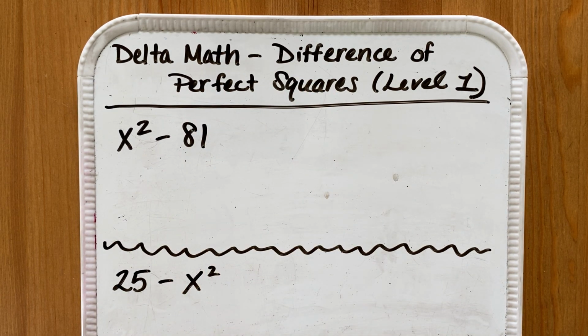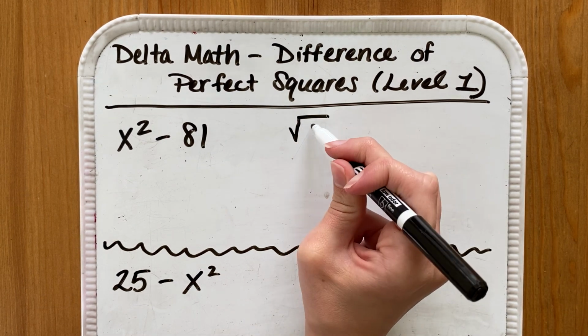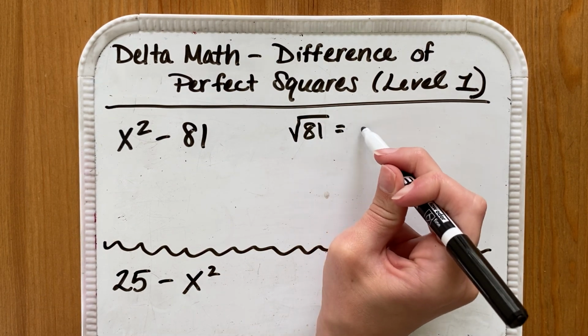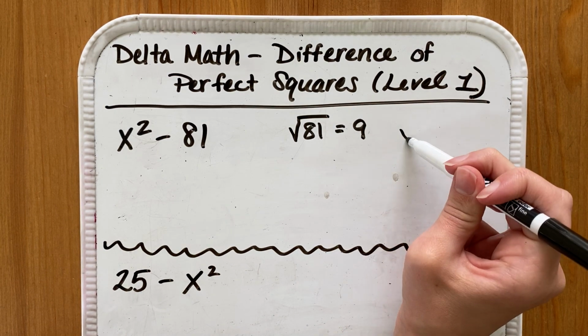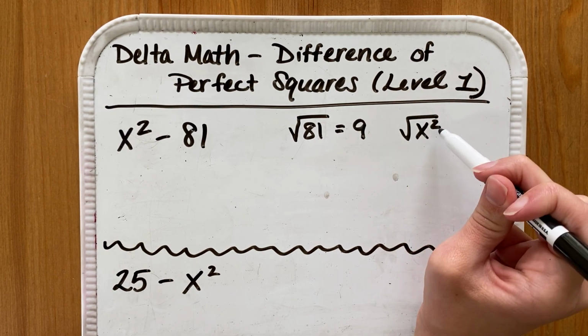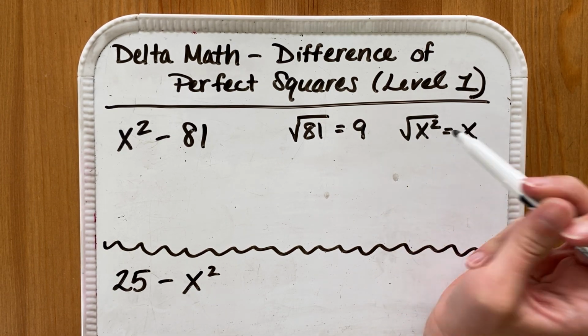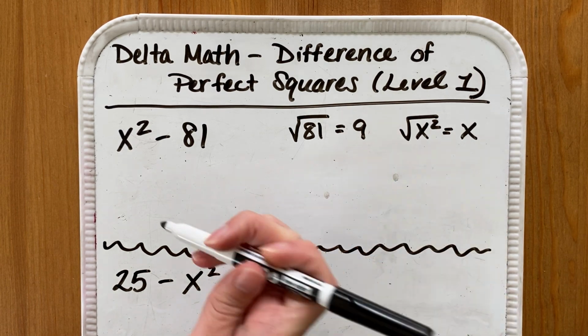So things like 4, 9, 16, 25, things that are perfect squares are where the square roots are whole numbers. So for example, in this problem, if I square root 81, I get 9 because 9 times 9 makes 81. If you square root x squared, the square root and the squared undo each other, and you get x because x times x makes x squared. So these are the two things that we're going to use to build our answer.